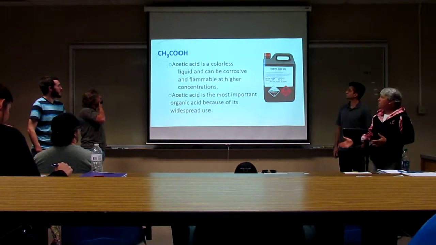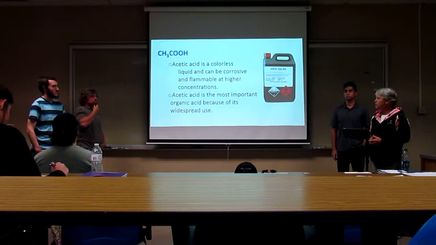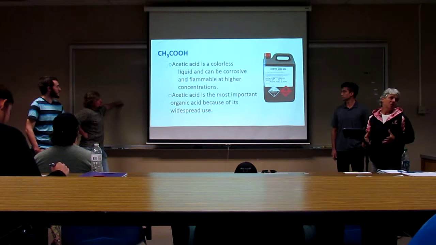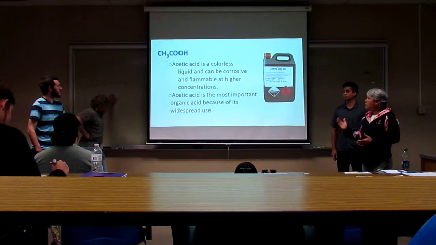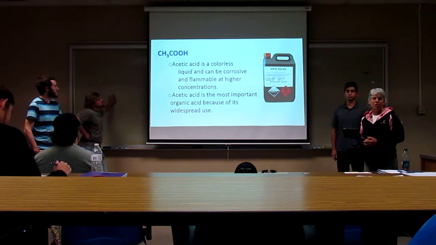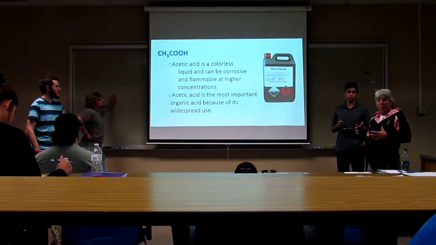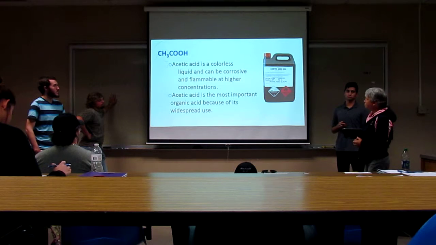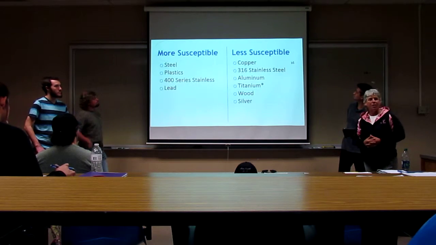Again, it's a colorless liquid, very corrosive. It's flammable. At higher concentrations, it can produce gases and vapors that are not good for you. It is, again, one of the most important organic acids because of its widespread use globally. So being able to produce this stuff, put it in a container and ship it somewhere is really important. Same kind of thing you saw with formic acid.